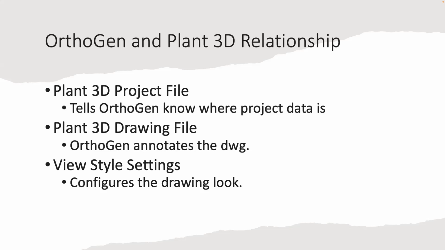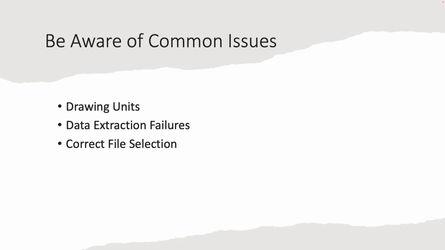And then OrthoGen's then going to annotate inside of AutoCAD in that drawing file. And then the view styles, we didn't get in a lot of detail. You saw some of the capabilities of that where we can configure the drawing look and feel. And we're constantly adding future features. I mean, in the new release, you can pick which sides the annotations land on. You can pick the middle of the pipe or the ends of the pipe. There's a lot of configurations, and that's because we're meeting the customer's needs.